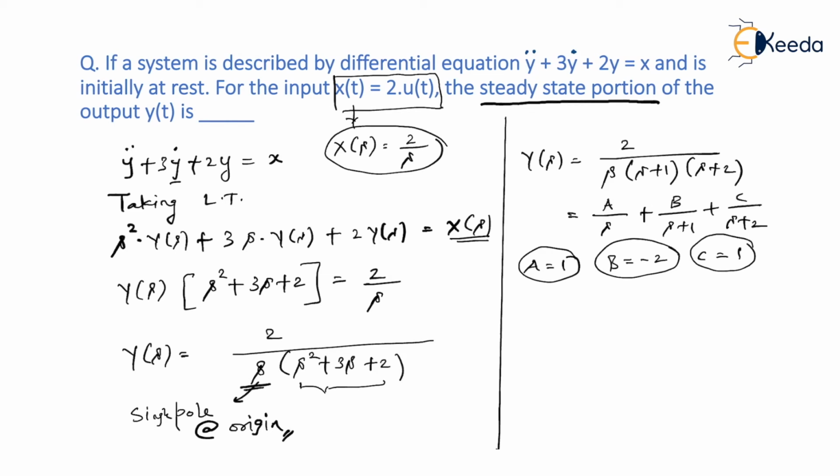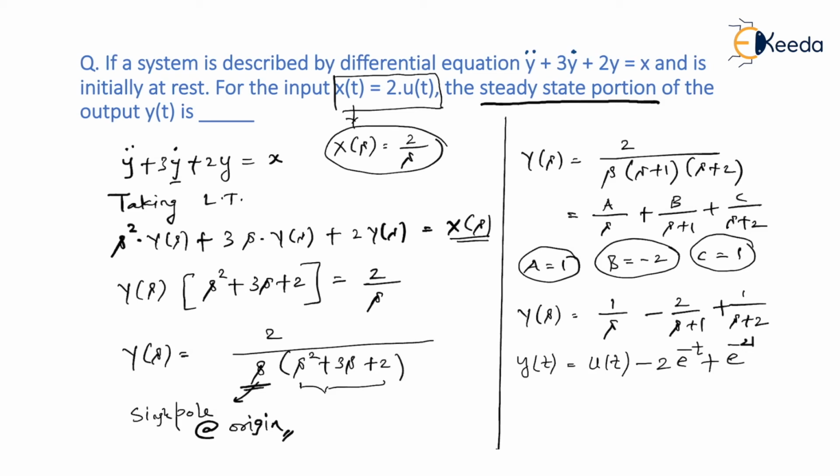I believe that you know what partial fraction is, and I'm not going to explain partial fractions because this is a requirement. You must know partial fractions at this stage. So Y(s), let me write it as 1 by s minus 2 upon (s plus 1) plus 1 upon (s plus 2). Now you can write y(t) by inverse Laplace. 1 upon s will become u(t), minus 2 times e to the power minus t, plus e to the power minus 2t. Am I right?